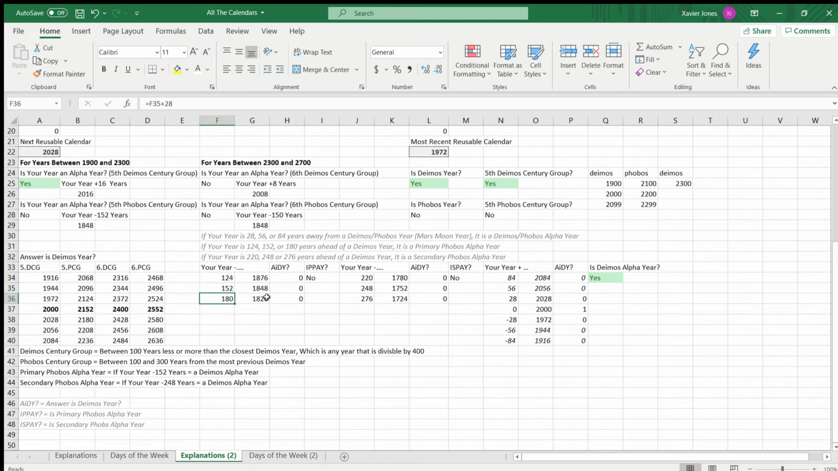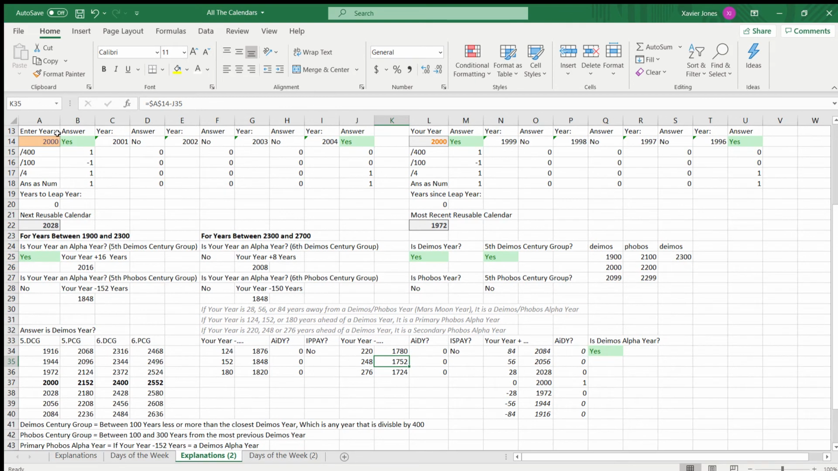As far as our secondary Phobos alpha years, if it is 220 years, 248 years, or 276 years away from our most recent Deimos alpha year, that will determine whether or not you have a secondary Phobos alpha year.